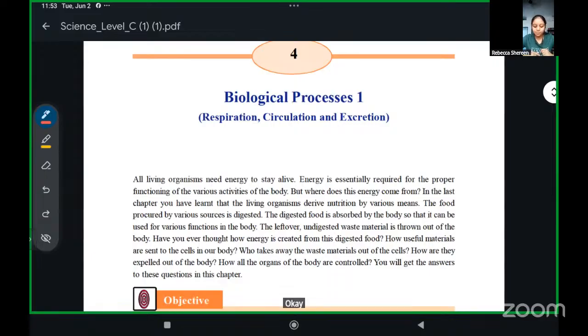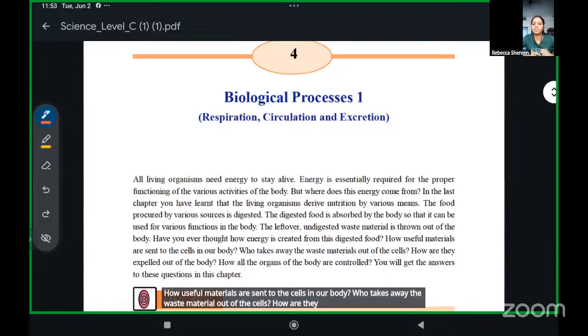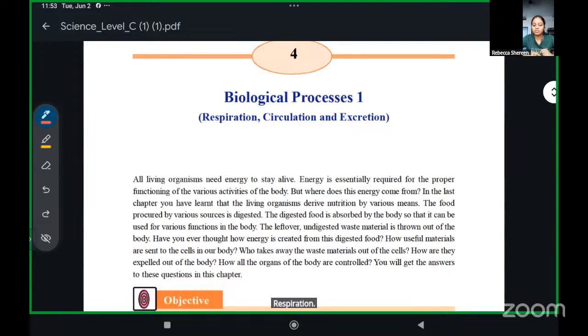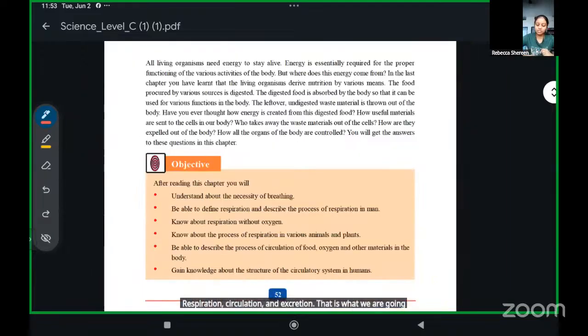Okay. But have you ever thought how energy is created from this digested food? How useful materials are sent to the cells in our body? Who takes away the waste material out of the cells? How are they expelled out of the body? All these are biological processes, meaning the processes that happen inside the human body: respiration, circulation, and excretion. That is what we are going to study in the lesson.